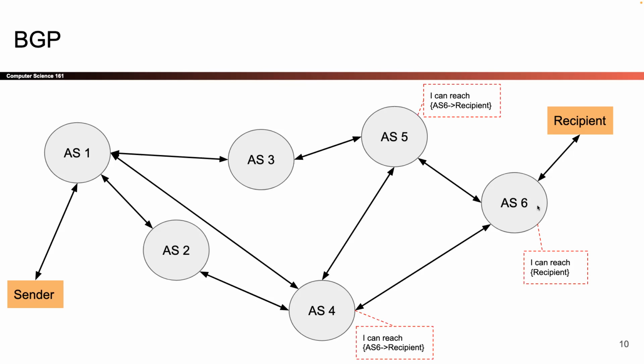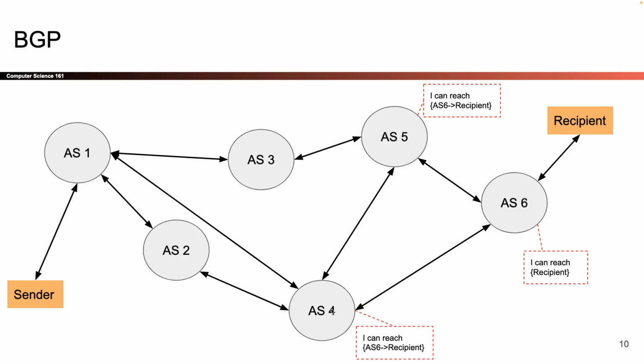How do I know that? Because 6 just announced to the world and all of its neighbors that it can reach the recipient. So now 5 knows if I ever want to get to the recipient, I should send it to 6 because 6 claims to me that they can reach the recipient. Same thing with 4. If 4 wants to know, how do I get to the recipient? Well, I know that 6 said they can reach them, so I'll just send it to 6 and trust that they know what they're doing.